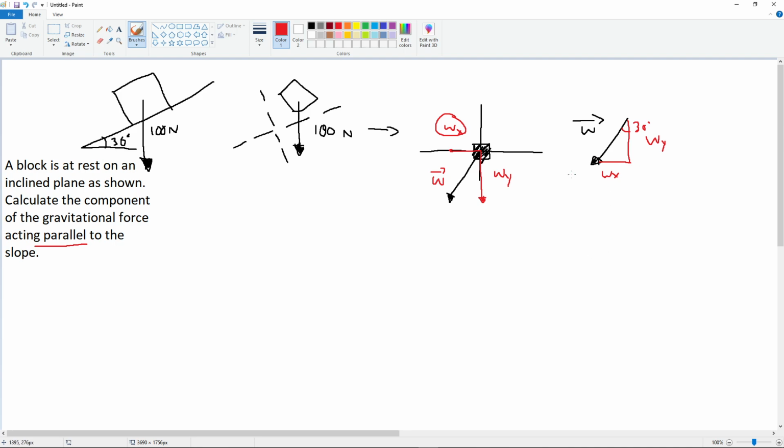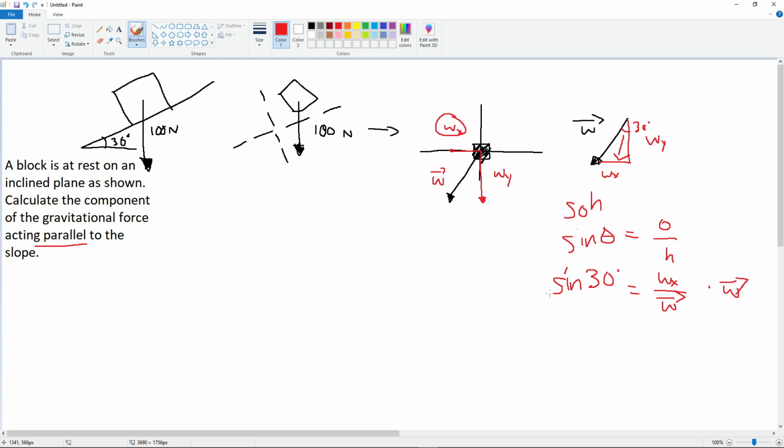So remember SOHCAHTOA, we're going to be looking at the opposite leg. SOHCAHTOA: sine theta is equal to opposite over hypotenuse, or in other words, horizontal over our total weight vector. And substituting theta for 30 degrees, we get sine of 30 degrees equals this.